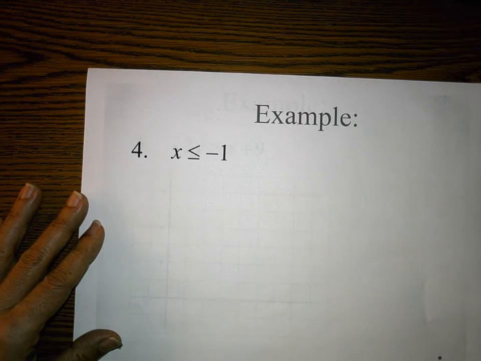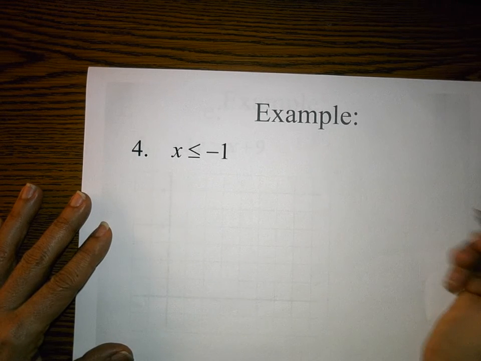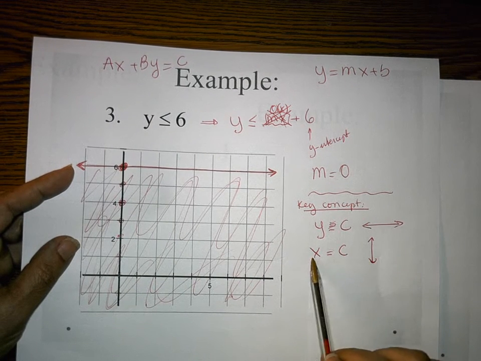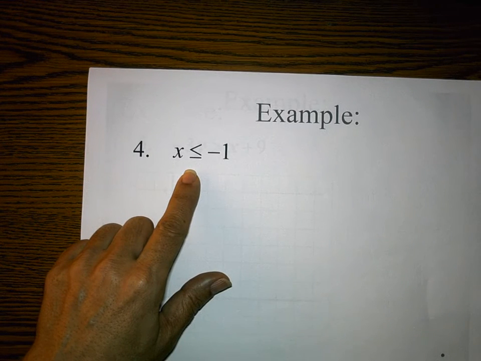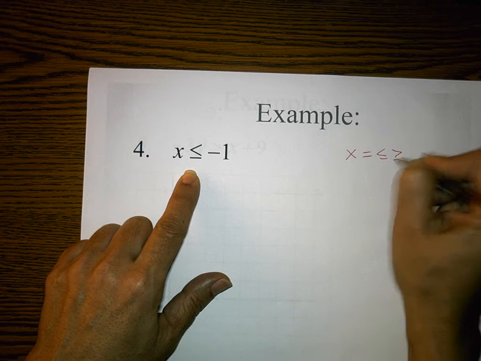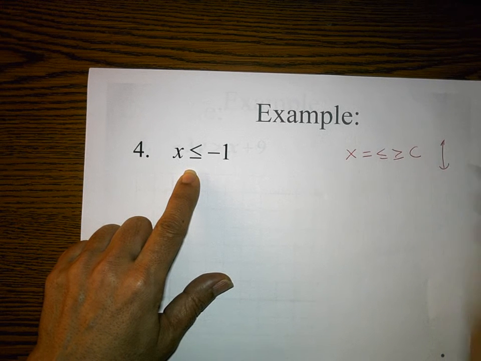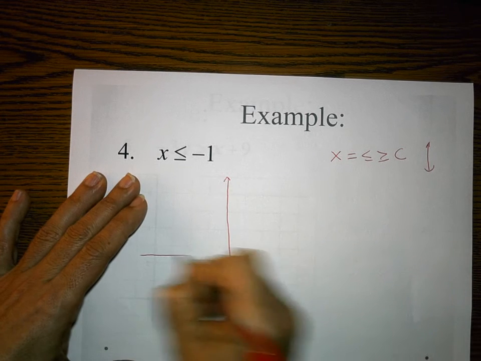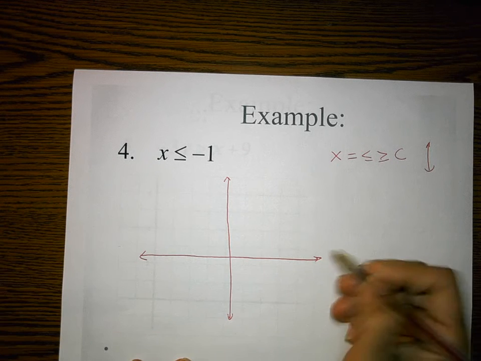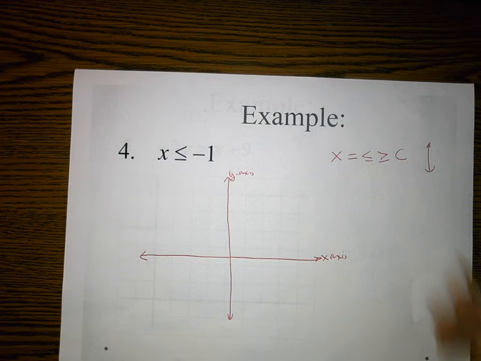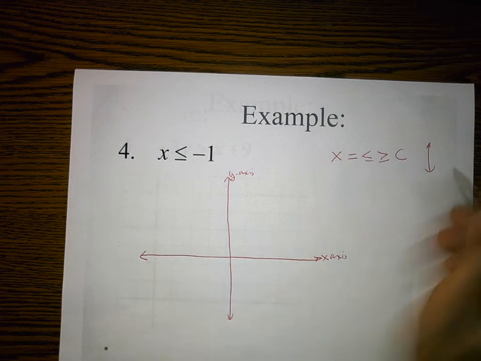x is less than or equal to -1. So again, like I just told you a second ago, this is this concept of horizontal and vertical lines, and this is x is less than or equal to a constant. When x is equal or less than or greater than a constant, we will have a vertical line. So that means I'm going to create my grid here. For some reason I didn't copy and paste a grid here already. So here's my x-axis, and here's my y-axis. So I know I'm supposed to do a vertical line. Where? At -1. So here's -1.